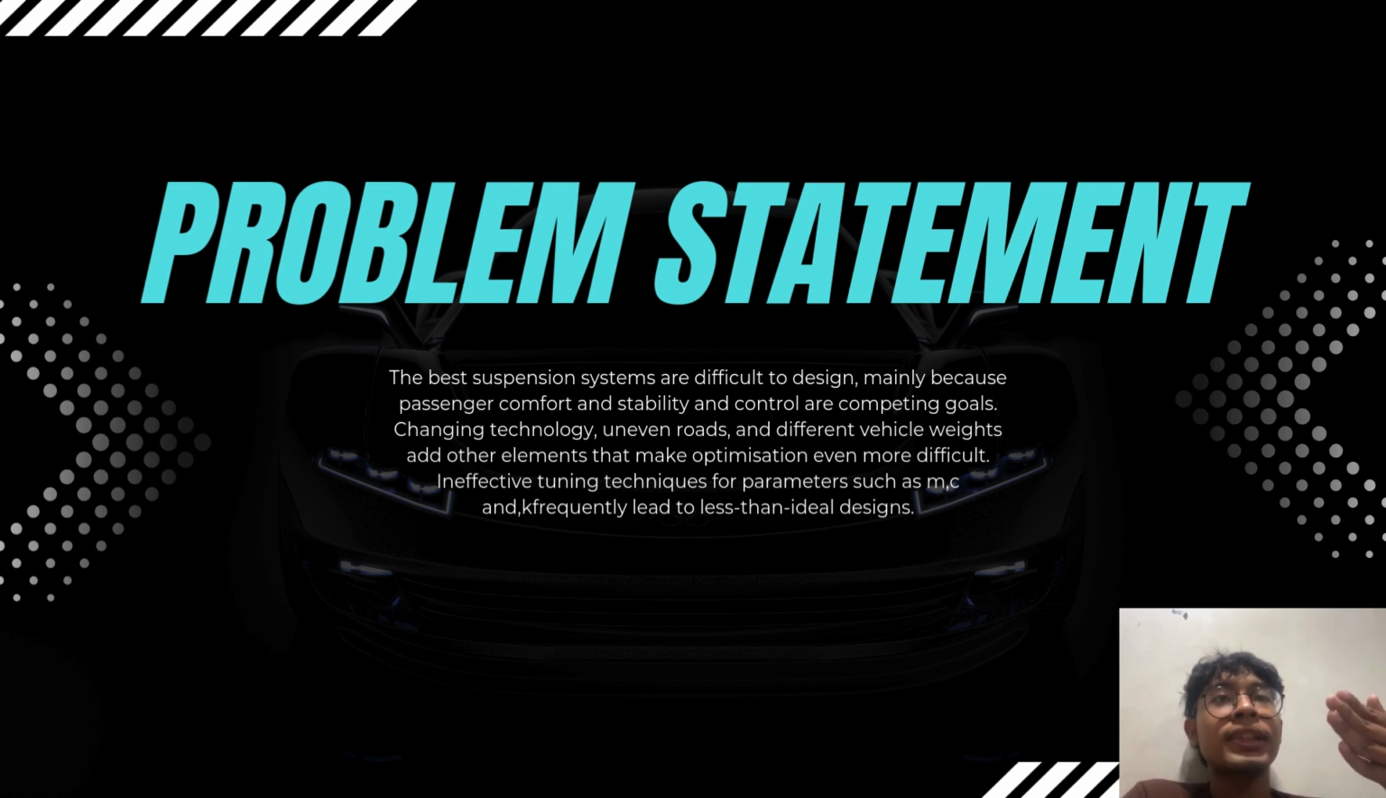Okay, and this is the problem statement. Designing the perfect suspension system is challenging because it involves competing objectives: comfort and stability. For instance, passengers desire smooth rides, but the vehicle must remain stable and responsive to the steering. These challenges are compounded by factors like varying road conditions, evolving vehicle technologies, and different weight distributions.